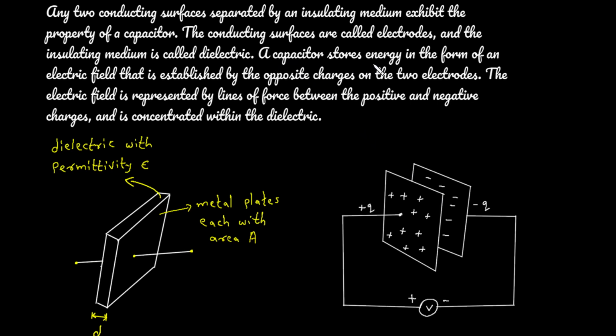A capacitor stores energy in the form of an electric field. So this capacitor stores the energy in the form of electric field that is established by the opposite charges on the two electrodes. The electric field is represented by lines of force between the positive and negative charges and is concentrated within the dielectric.